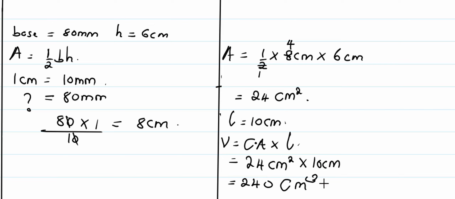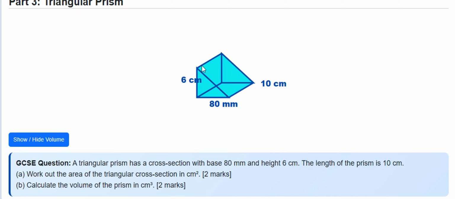And that becomes the answer for this question here. Calculate the volume of the prism in centimeter cubed. It becomes 214 centimeter cubed. So that's how we solve questions which have unit conversions.